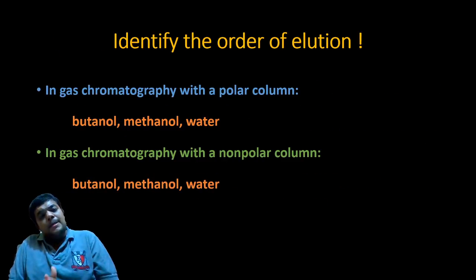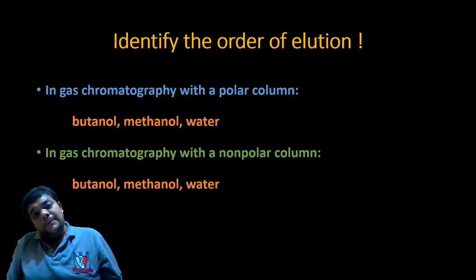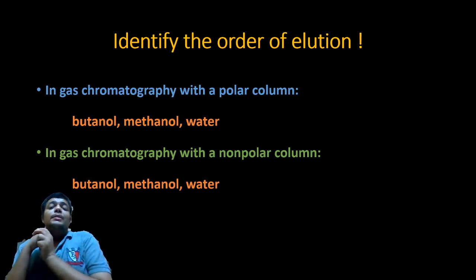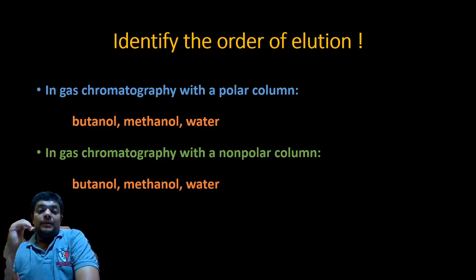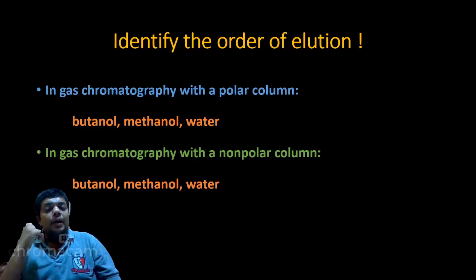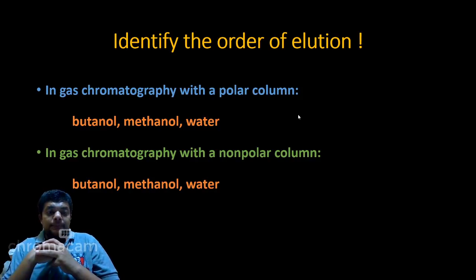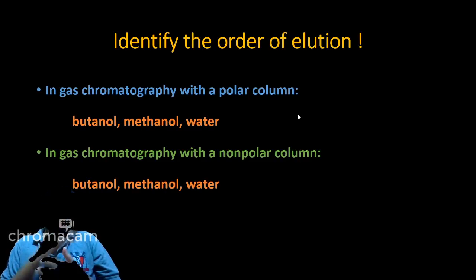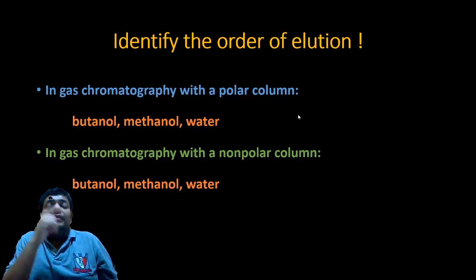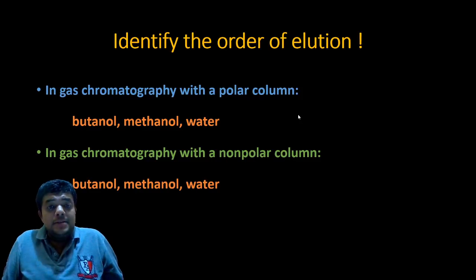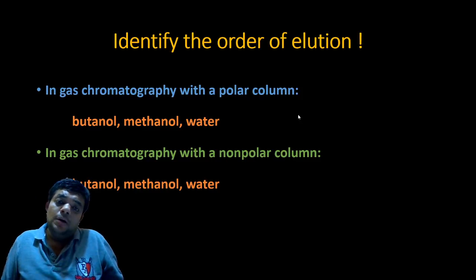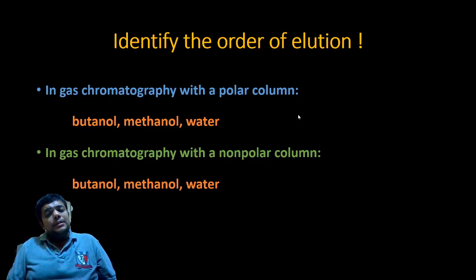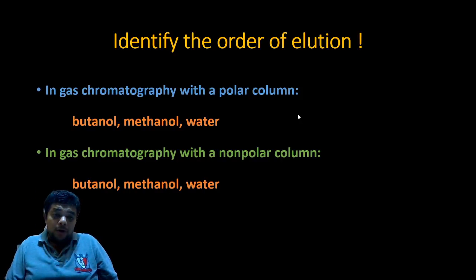Moving further, let us identify the order of elution. In gas chromatography with a polar column, if your column is polar, take butanol, methanol and water. Among these three, which one will stay in for the most time and which one will go out easily? Friends, water, methanol and butanol. Water is the most polar, then comes methanol and then comes butanol.